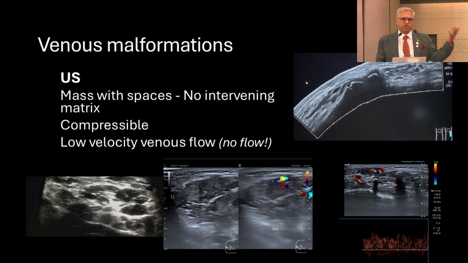Remember what we talked about. Tumors have intervening matrix. Malformations do not have intervening matrix. They're compressible, and they may not have any velocity, any flow. So they are either no flow lesions or slow flow lesions. Sometimes you may have to actually give a good compression for Doppler to pick up some of these forms.